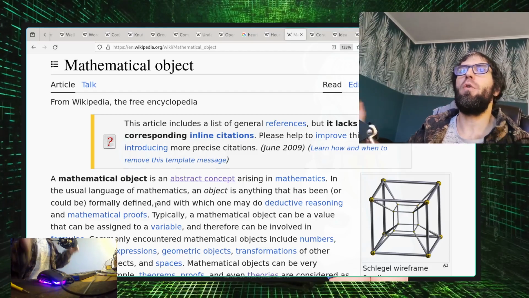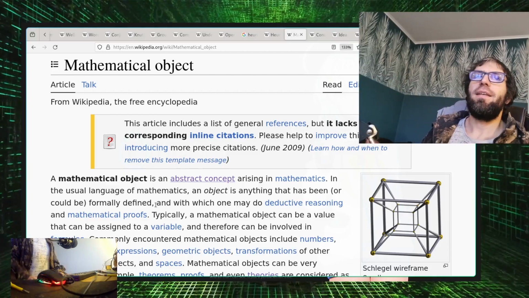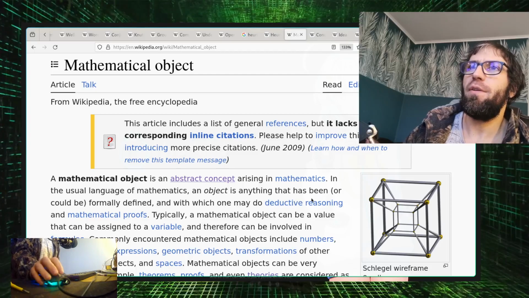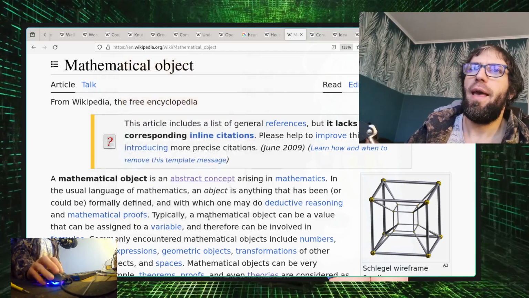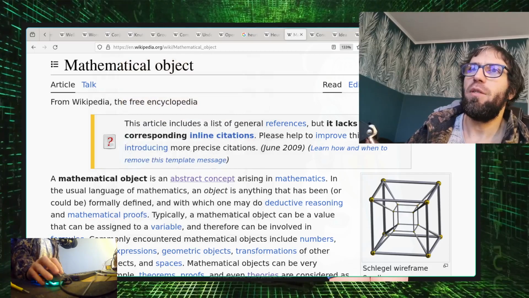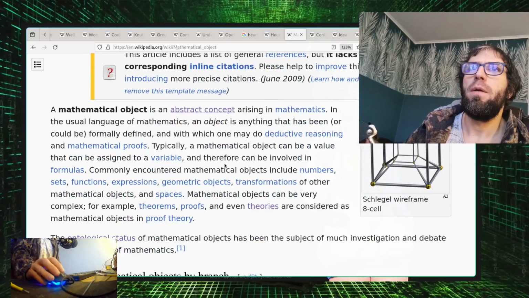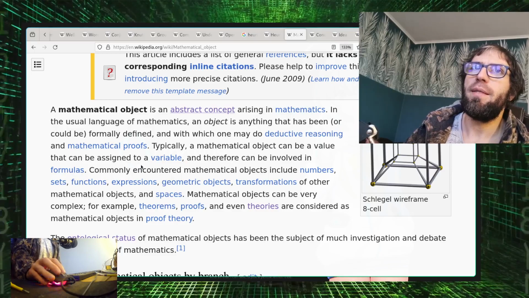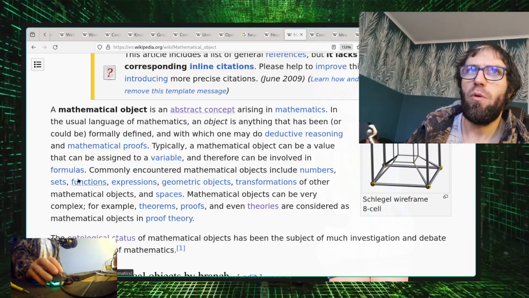Again, a mathematical object is an abstract concept arising in mathematics. In the usual language of mathematics, an object is anything that has been or could be formally defined, and with which one may do deductive reasoning and mathematical proofs. Okay. A typical mathematical object can be a value that can be assigned to a variable, and therefore can be involved in formulas, logical formulas.